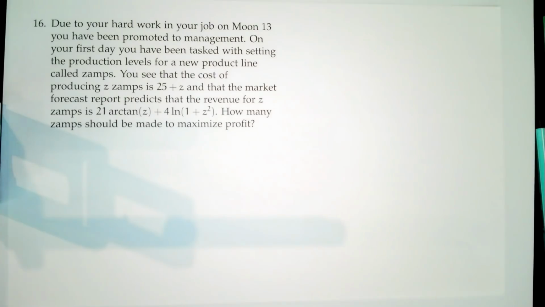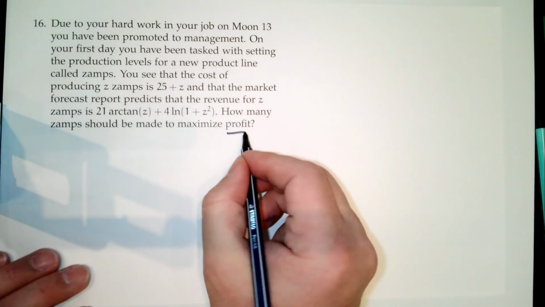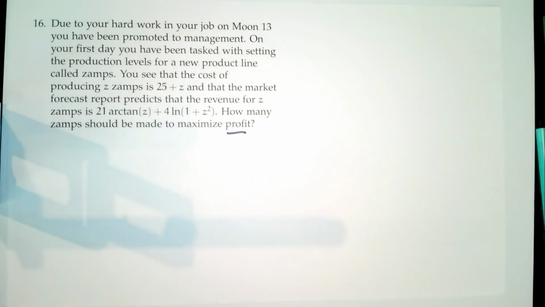Now, what kind of problem are we in? Optimization, because we see the word maximize, and we're trying to maximize profit. Now notice that the word profit only ever shows up once. So we have to figure out what profit is. So this takes us back to our Econ 101. Okay, so how do you compute profit? Profit is revenue minus cost.